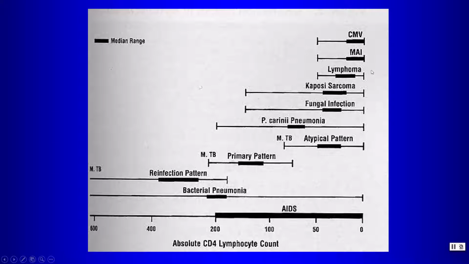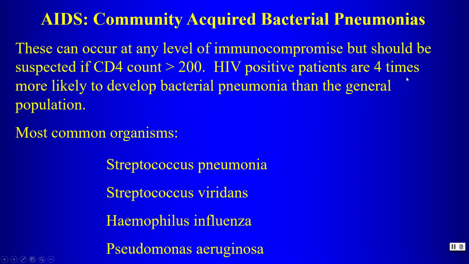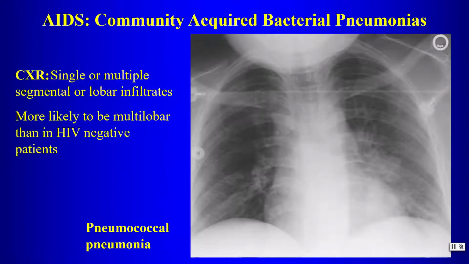And then when the CD4 counts are really low, patients can get atypical mycobacterial infections within the lung and CMV viral pneumonias also. So community-acquired bacterial pneumonia, that can occur at any level of immunocompromise, but should be suspected if the CD4 count is greater than 200. So HIV positive patients are 4 times more likely to develop bacterial pneumonias than the general population. And the typical organism, strep of course, but there are other organisms that can also affect these patients. So they may have single or multiple segmental or lobar consolidations, as in this example.